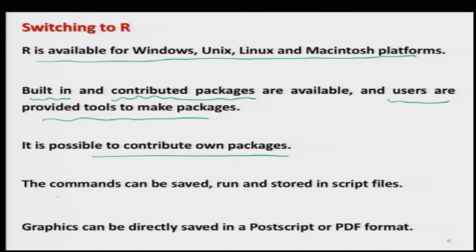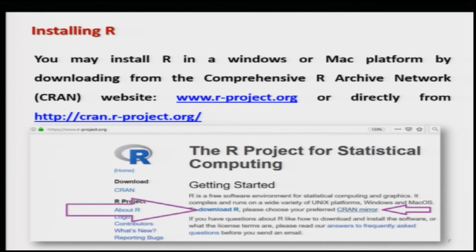Okay. Now after this, R will also have some commands. Those commands can be saved, run, and stored in a script file, and just like any other software, a group of commands can be written in the form of a program, called a script file in R, or the individual commands can also be executed. Right, and as I said, the graphics can be directly saved in PDF format, PostScript format, JPEG format, and various other formats.